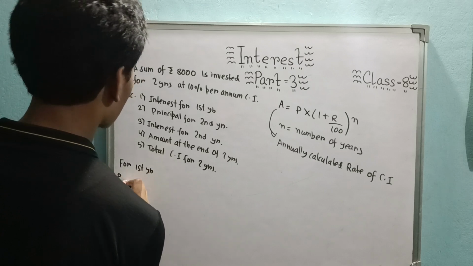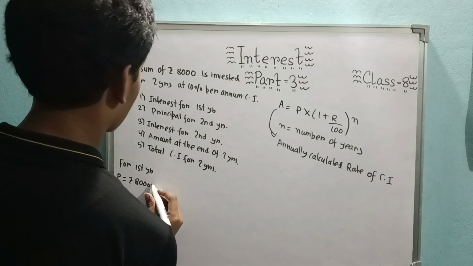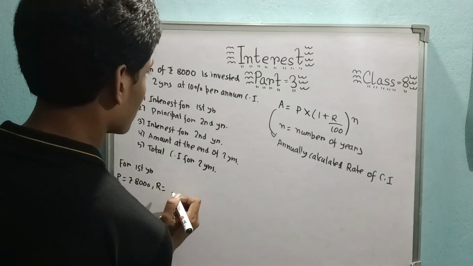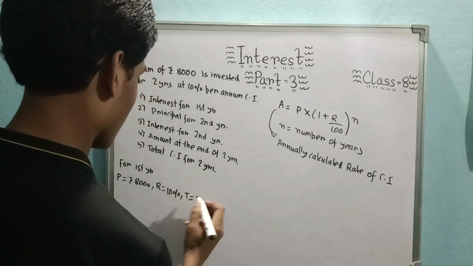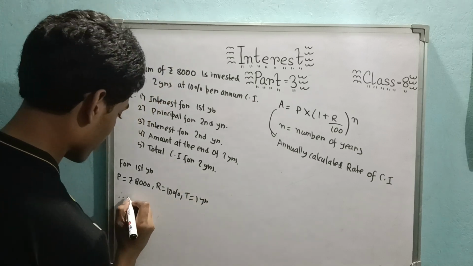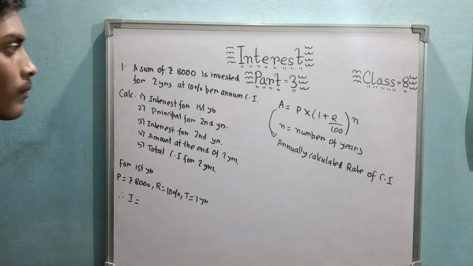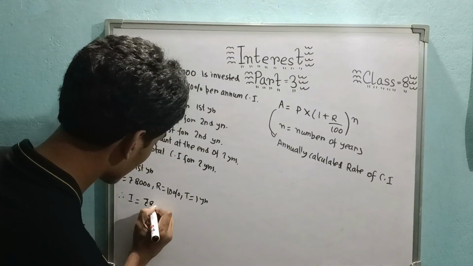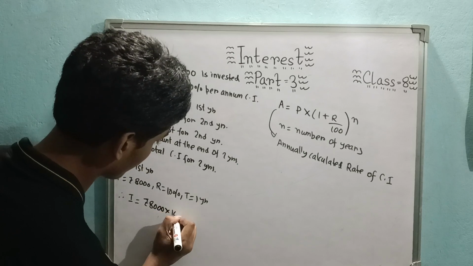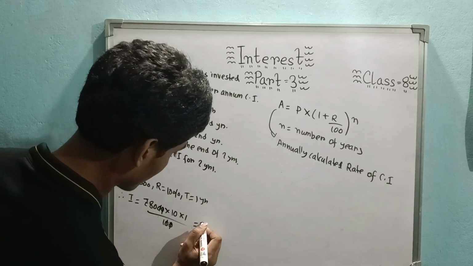What is my P? 8,000. What is my R? 10%. Time will be what? 1 year, calculating for the first year. Therefore, interest will be equal to what? Principal, yeah, principal will be 8,000 into R 10 into 1 by 100, rupees 800.